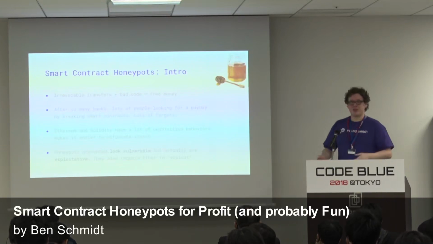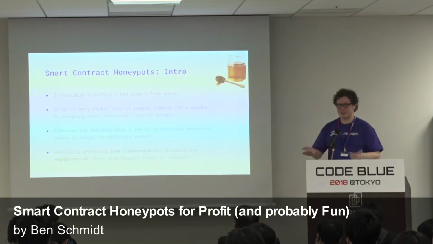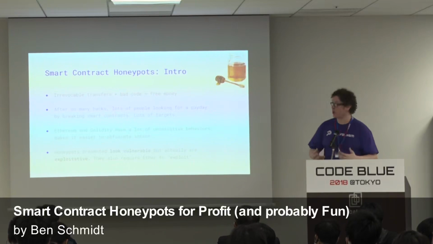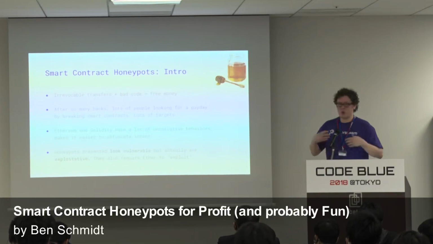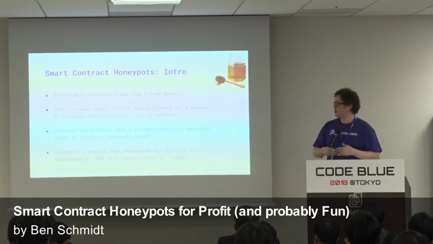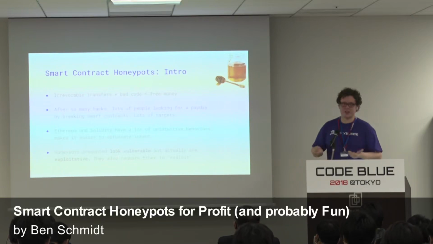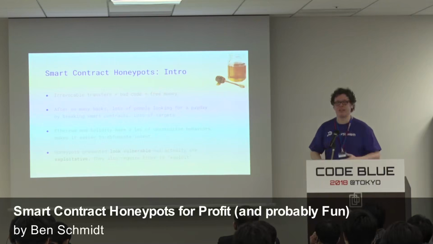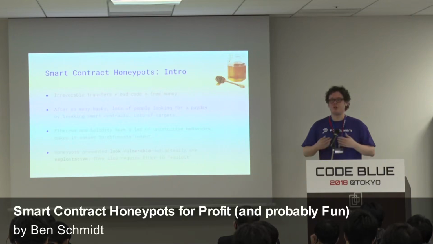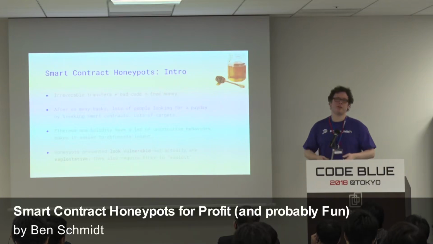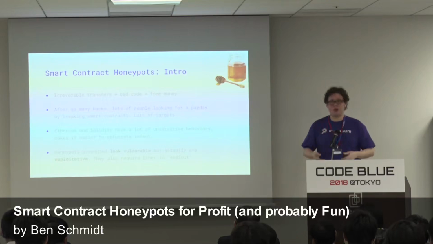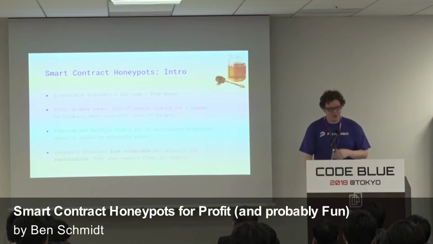So with that intro out of the way, let's get into smart contracts. Why are these even a thing? Well, a lot of attackers like to think that irrevocable transfers plus bad code more or less equals free money. So there's a lot of people looking to find the next Parity bug, the next DAO hack, and they want these tens of millions of dollars.